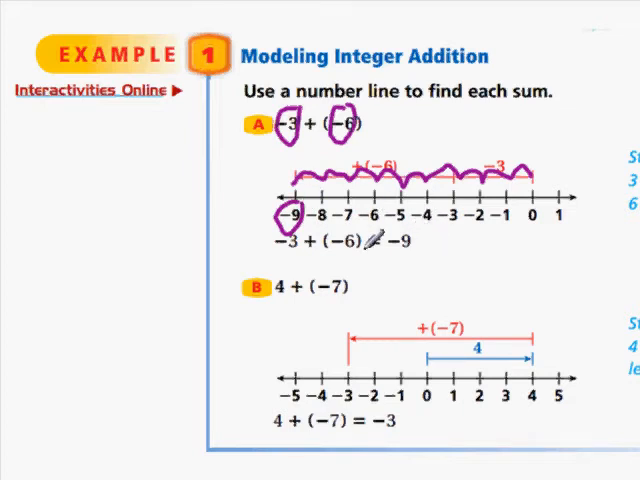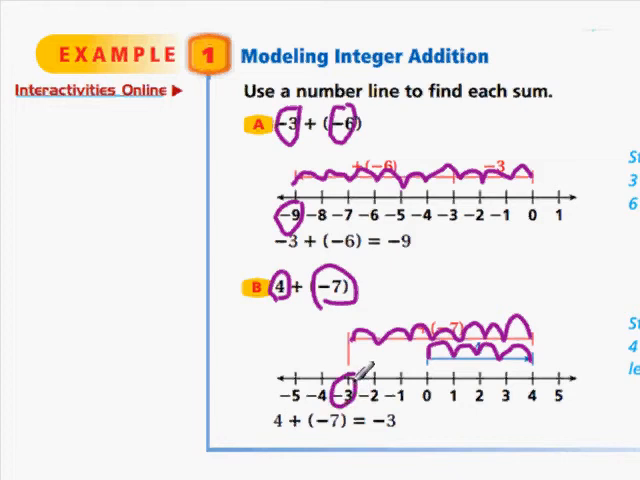Let's try another one. This time we're adding a +4 and a -7. Knowing our two integers, we can go ahead and start at 0. Starting at 0, first we're going to move 4 spaces in the positive direction. Then, starting from that point, we're going to move 7 spaces in the negative direction. We end up at -3. So, 4 plus -7 equals -3.